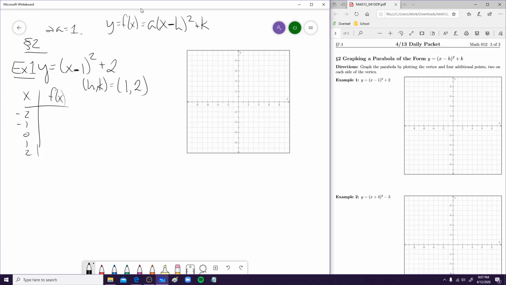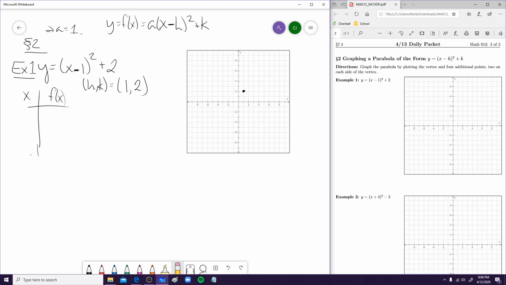So this is the very first point that we can plot: go over 1 and up 2. So one point down, and in our directions it even says graph the parabola by plotting the vertex and 4 additional points, 2 on each side of the vertex. So technically I did not do well here.